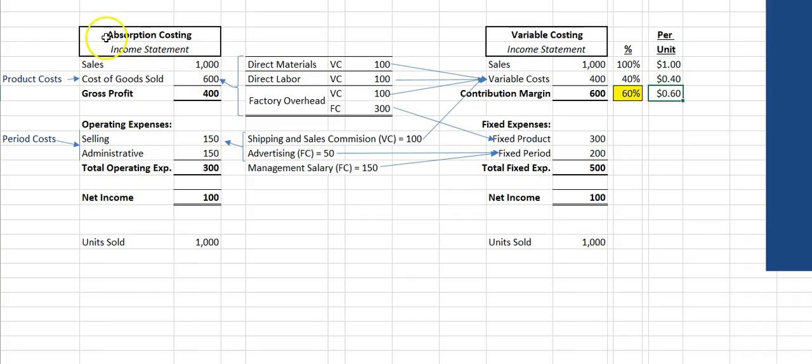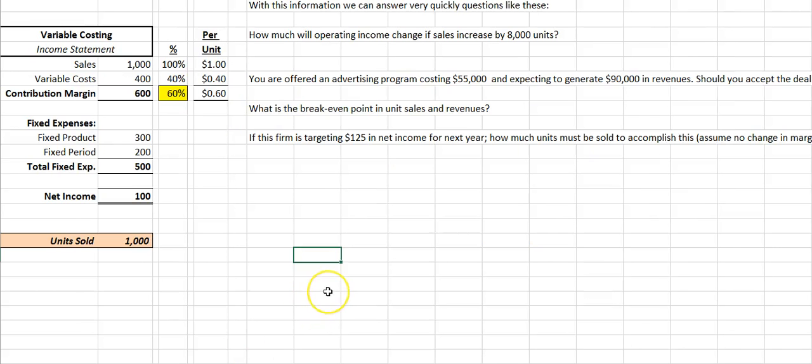So let's see how this information is much more helpful now. As you recall, I told you that I can't use this for doing something as simple as a break-even analysis because I don't even know what my variable cost is versus my fixed. That's very important for a break-even analysis. So let's go back and take a look at this. Now I have it in variable format, and let's see the type of information that I can now get. With this information, we can answer very quickly questions like these. How much will operating income change if sales increase by 8,000 units?